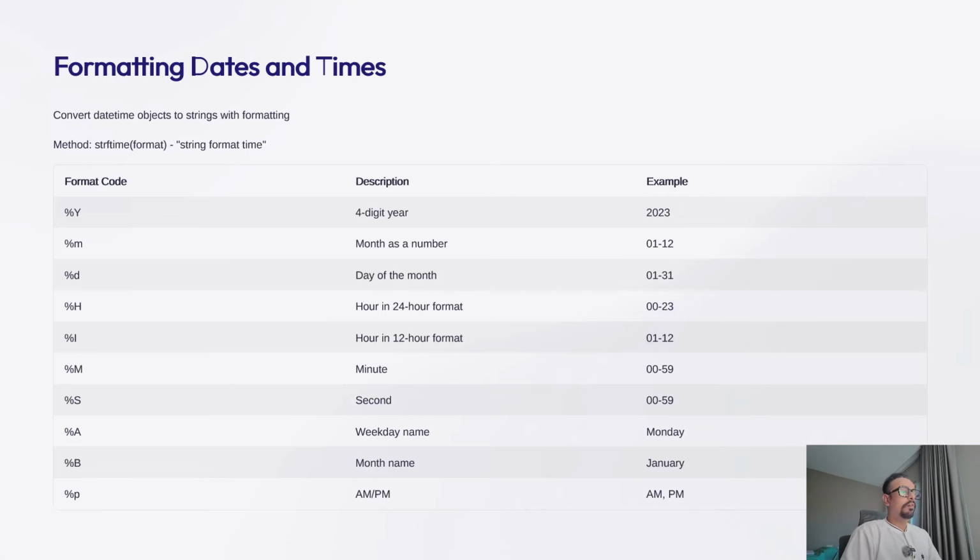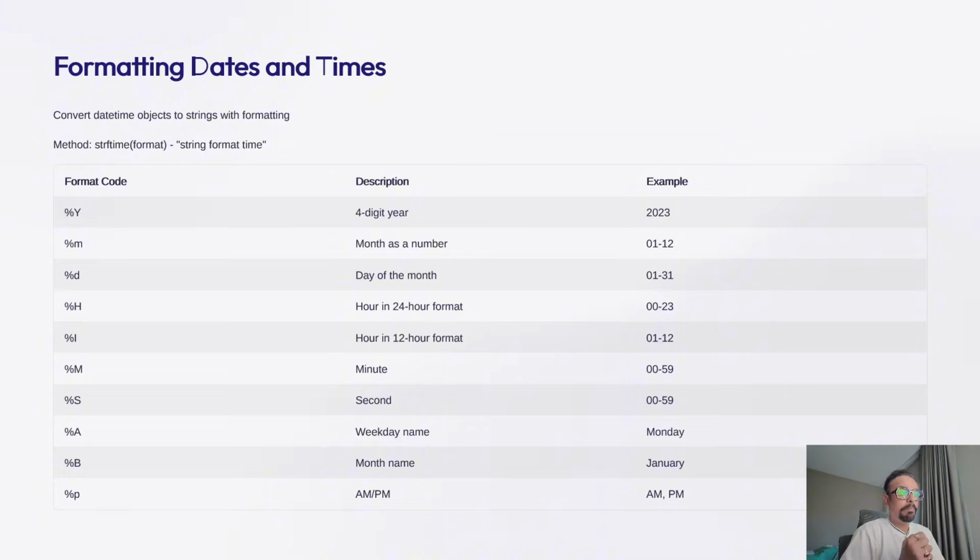Now, we are going to talk about a very important topic, which is formatting dates and times. Formatting dates and times as strings is essential for displaying them to users or saving them in a specific format. So the strftime method, which stands for string format time, converts the date and time object to a string using format codes.